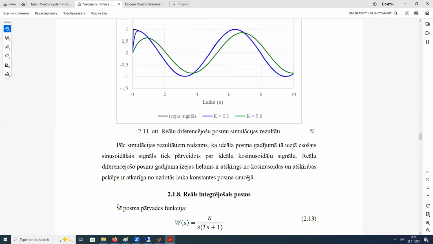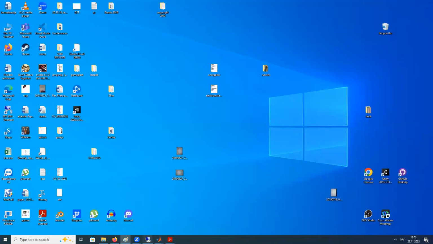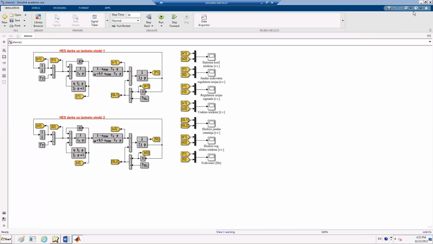So these are the main blocks for control theory. I think you should know them. And now let's go to the schemes in MATLAB. I'll send you these schemes, because this will be your homework. And now we'll discuss what we see here and what you should do.